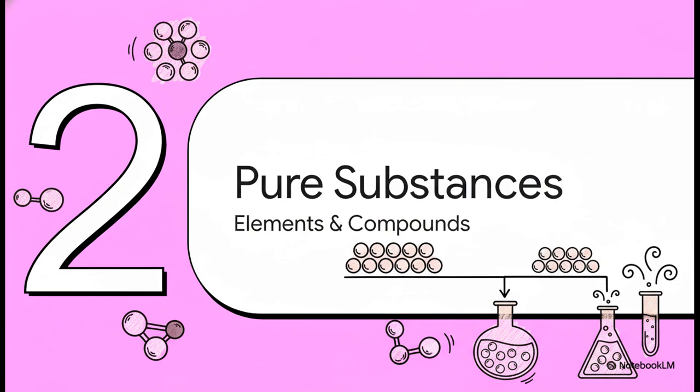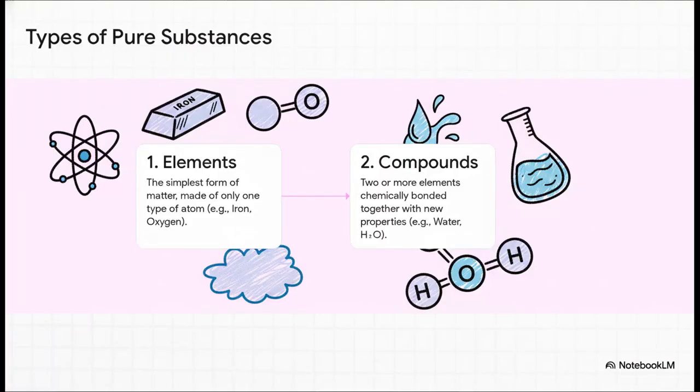So let's take a quick detour down that first path on our map. What exactly are these pure substances? Well, they come in two main flavors. First, you've got elements. These are the absolute most basic building blocks of the universe, like a bar of pure iron or a tank of pure oxygen. Then you have compounds. This is where two or more elements chemically lock together. And here's the wild part. When they combine, the new compound, like water, H2O, has totally different properties from the elements it's made of. It's like this chemical teamwork creates something brand new.